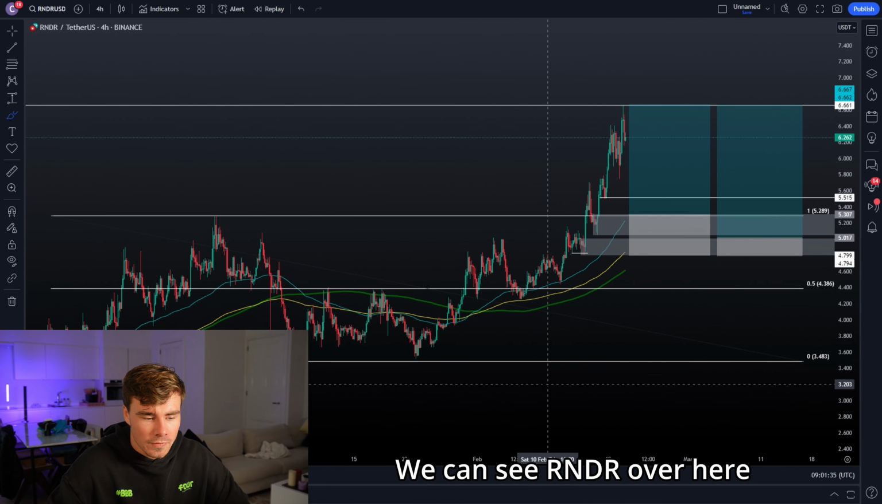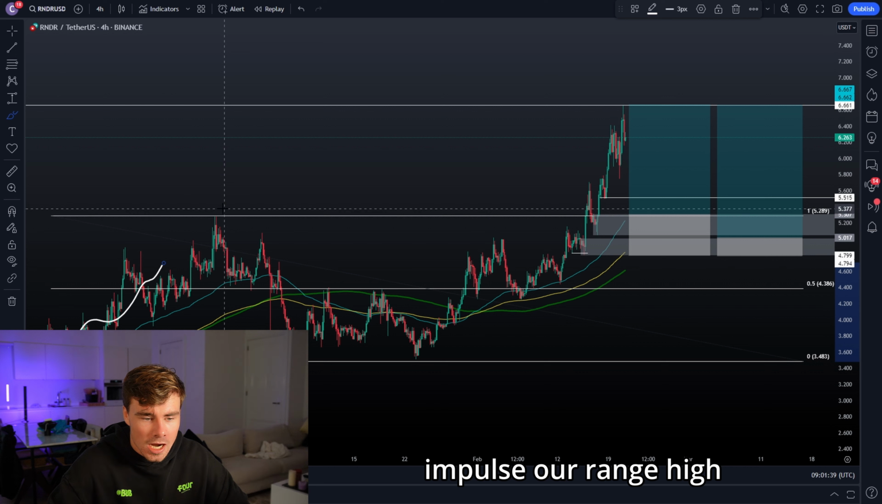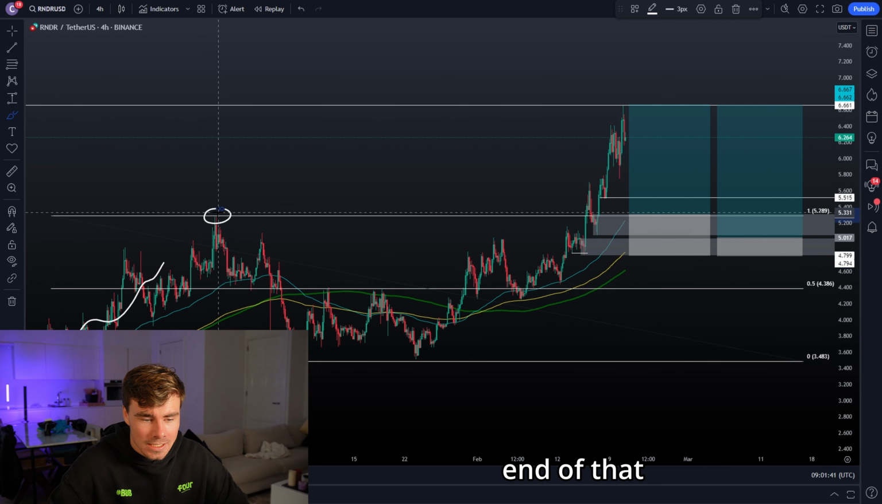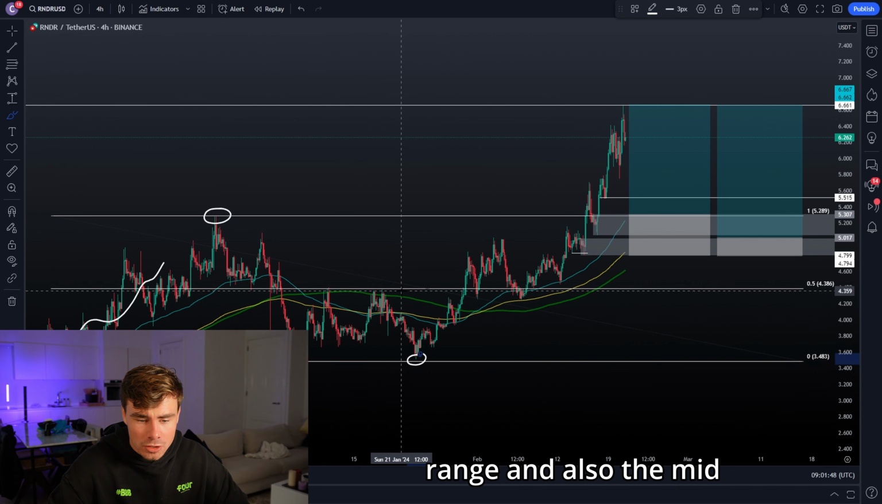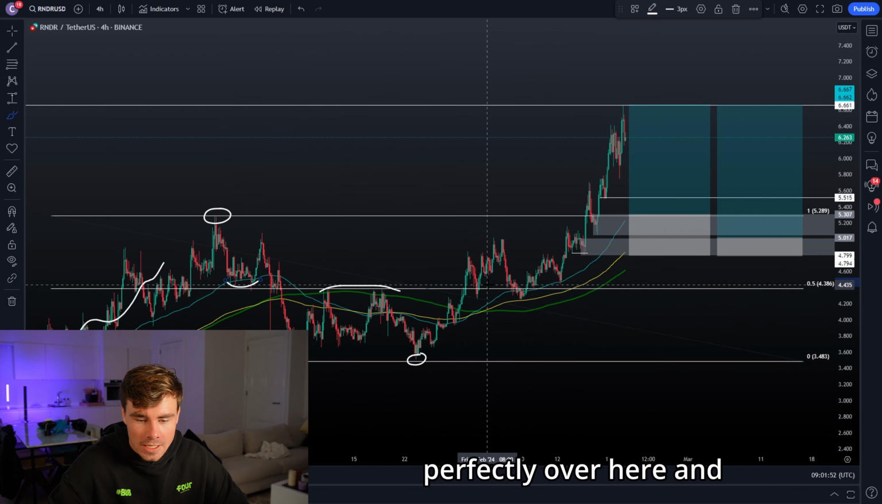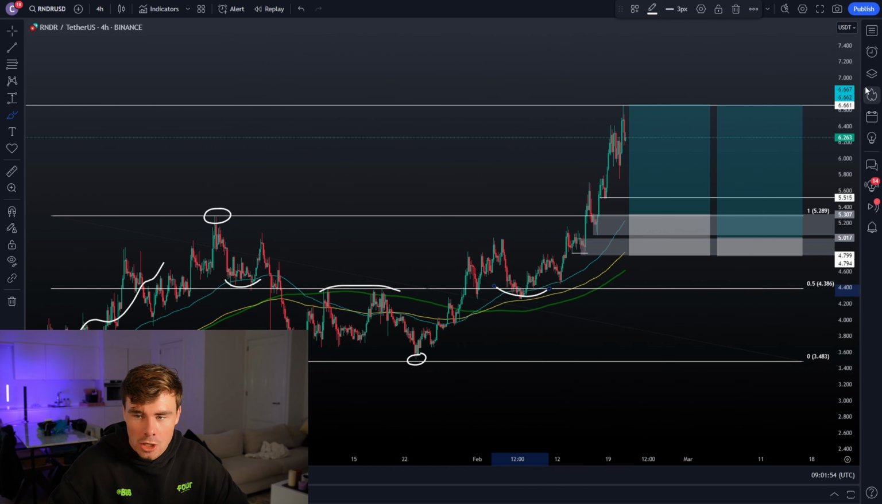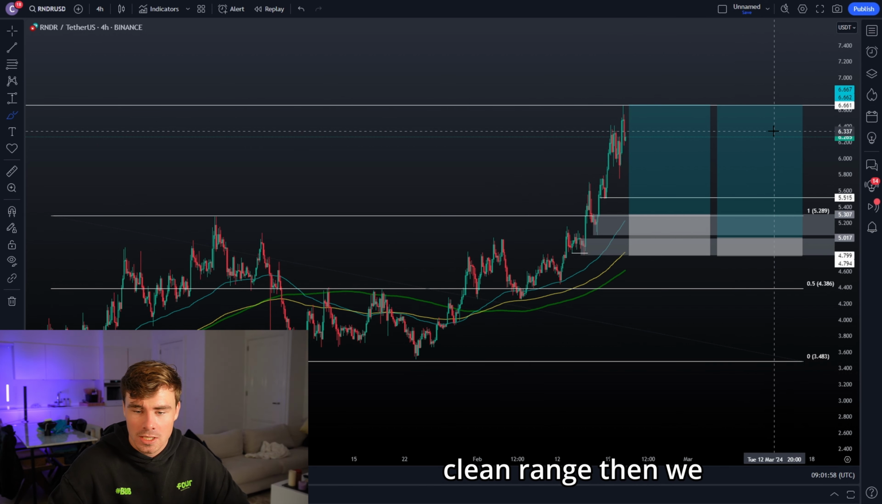What we can see on RNDR over here is a beautiful range, with our first range low pivot over here at the start of this impulse, our range high pivot over here at the end of that impulse, and then over here we form a third pivot based on that first range low pivot, in which we have a beautiful range, and also the mid range is getting respected perfectly over here, and also providing beautiful support over here. So the range levels are getting respected. We have 3 clean pivots. We have a very clean range.